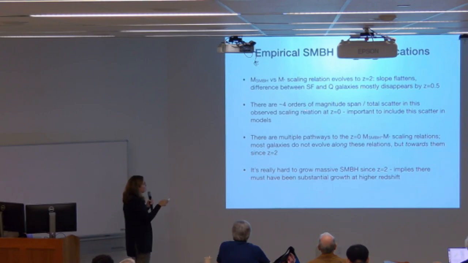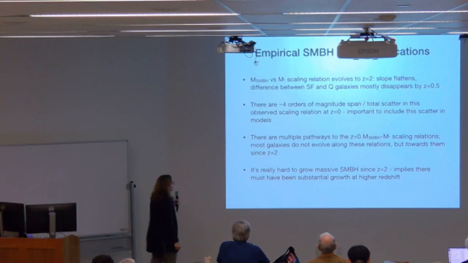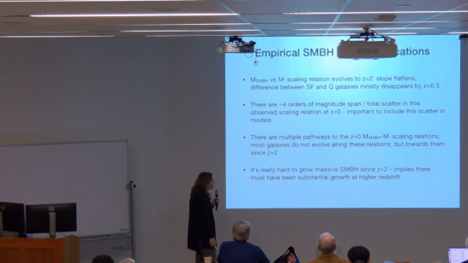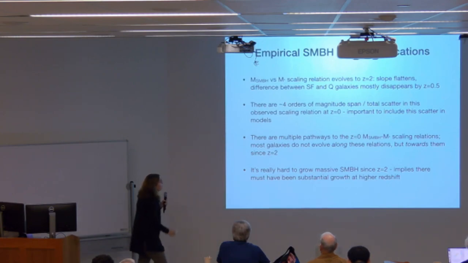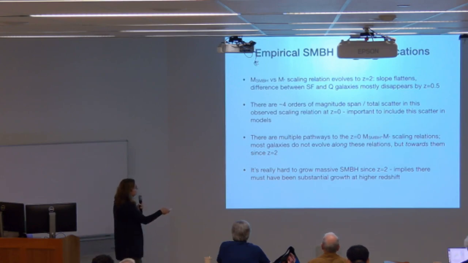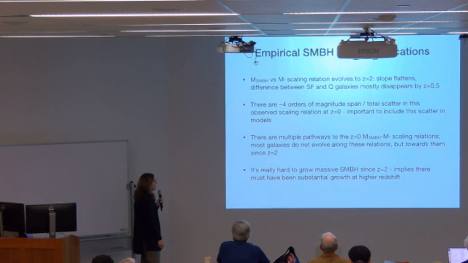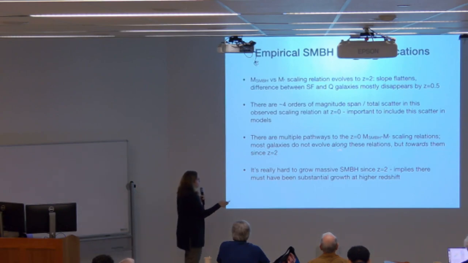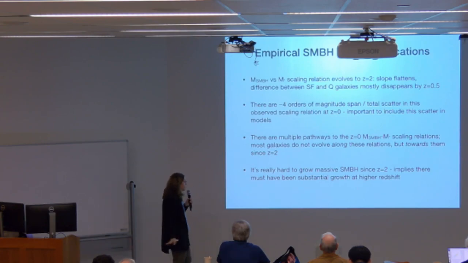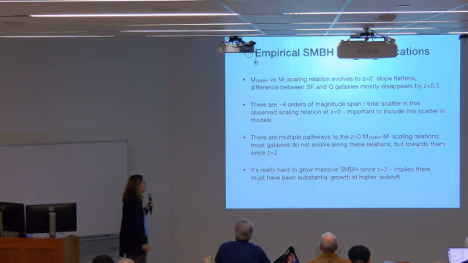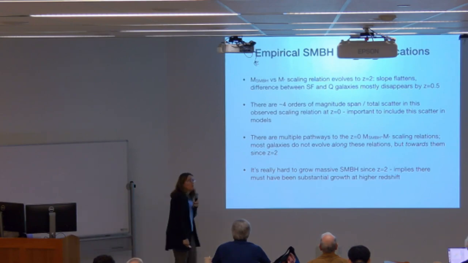There's also about 4 orders of magnitude total span or scatter in these observed relations at redshift 0. It's really important to include this scatter in models. Otherwise, you don't get this diversity of pathways to the redshift 0 scaling relations that are observed. So we're finding that most galaxies don't evolve along these relations, but rather towards them since redshift 2. And it's really hard to grow supermassive black holes since redshift 2. So this implies there must have been very substantial growth earlier.